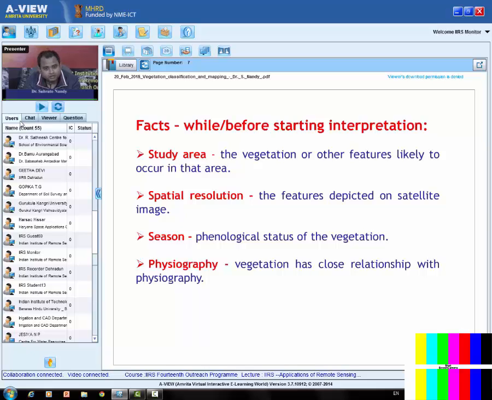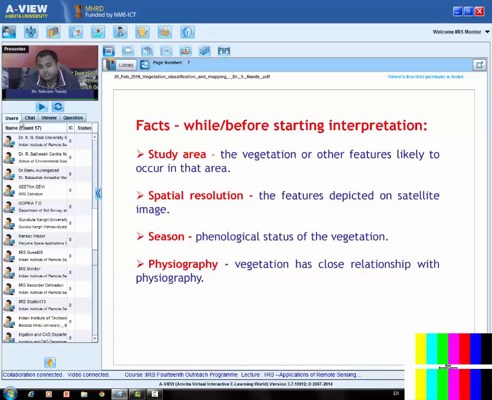So the classes or vegetation types present in that area, you know. So from a larger group of types, you come to a narrow group when you know the study area. Then spatial resolution. Yes, the features depicted on satellite imagery are very much dependent on the spatial resolution of the imagery. Then season, yes.